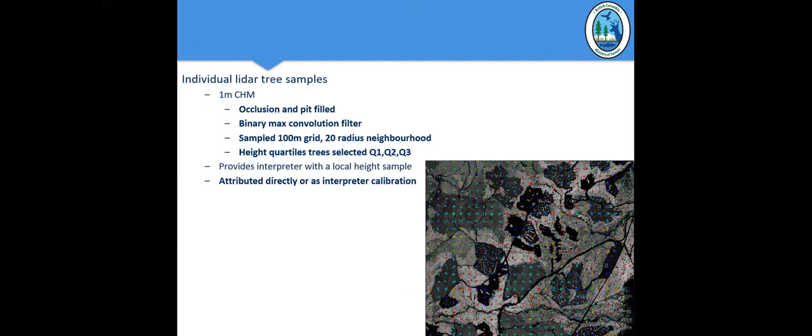For the second piece of this, aiding photo interpretation, we're providing the photo interpreters with a sample of LiDAR trees. And so this is sampled on a 100-meter grid, and we use a circular radius neighborhood. We provide them with height quartiles of the individual trees. And so this provides the interpreter with a local height sample that they can use to actually calibrate or directly attribute each of the polygons that they're looking at. So we're just trying to test this and see how it works for the photo interpretation process to develop a more accurate vegetation resources inventory.